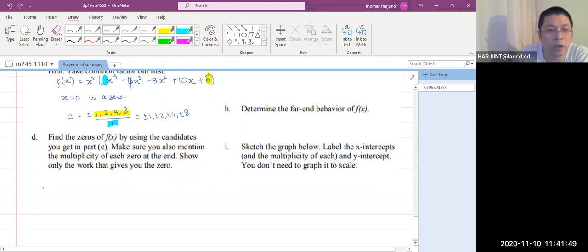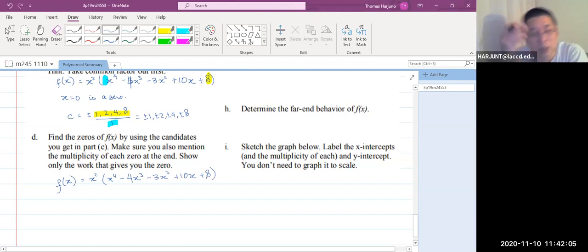So we have now f of x equals x squared times x to the fourth minus 4x cubed minus 3x squared plus 10x plus 8. Now the guessing game. Let's see, when x equals 1, it will be 1 minus 4 minus 3 plus 10 plus 8. That's positive 12. So 1 is not a zero.